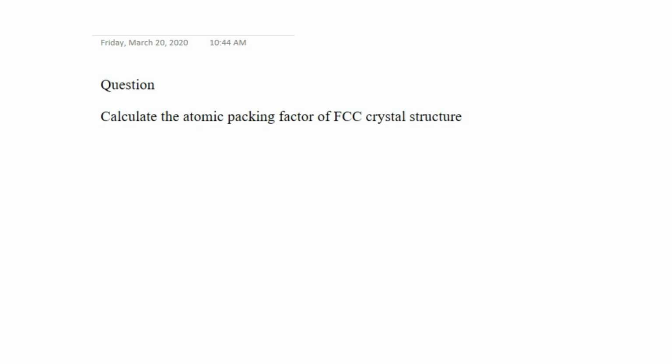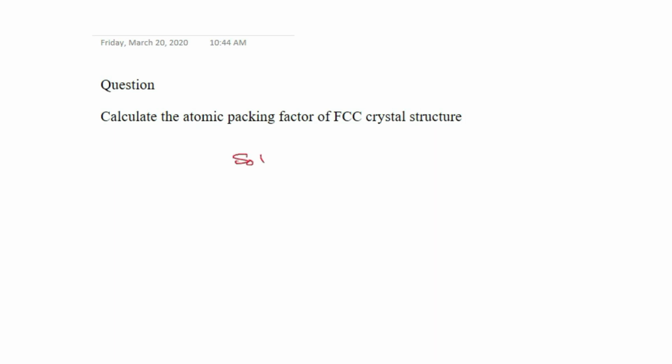Hi guys, welcome to another tutorial of Smart PU Kites on the course Material Science. In our last class, we saw how to calculate the atomic packing factor of a BCC, which is body center cubic crystal structure. In this class, we will be talking about the FCC crystal structure. Here we are asked to calculate the atomic packing factor of FCC crystal structure, which is the face center cubic atomic packing factor. So let's dive in.